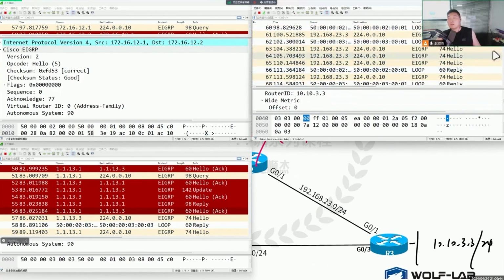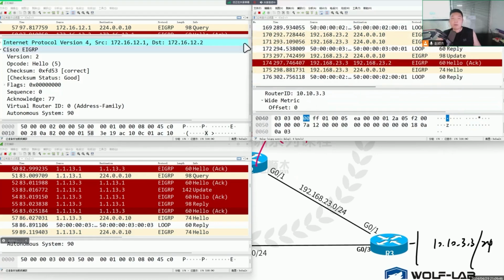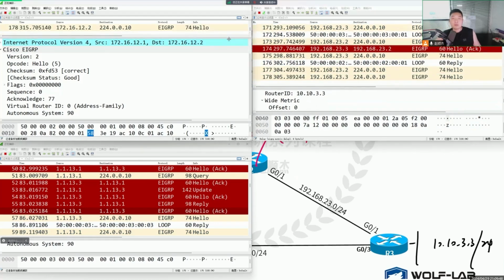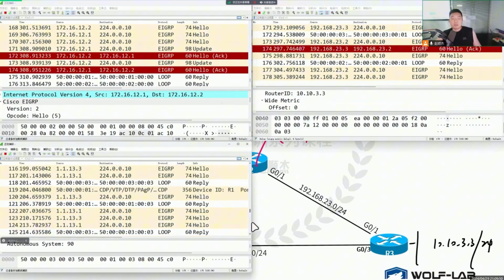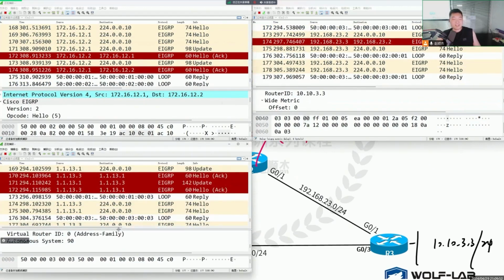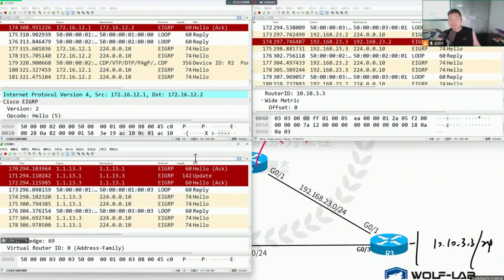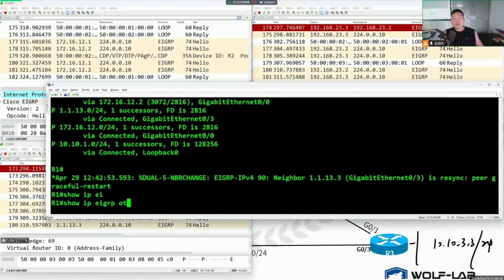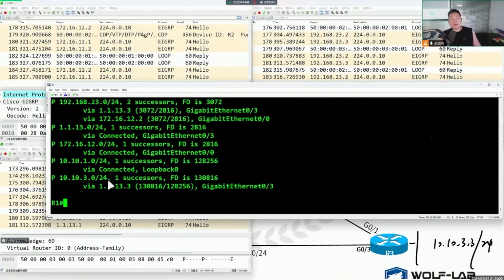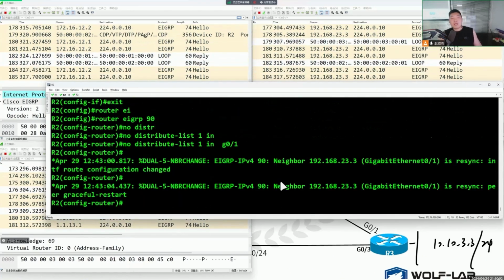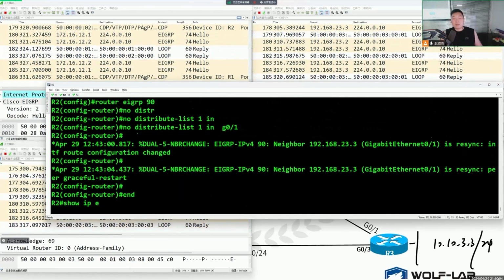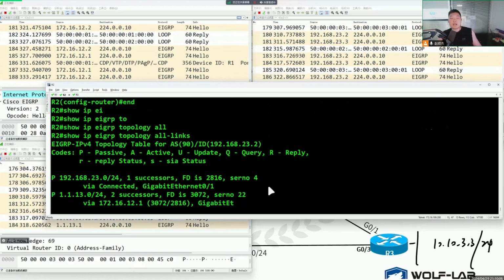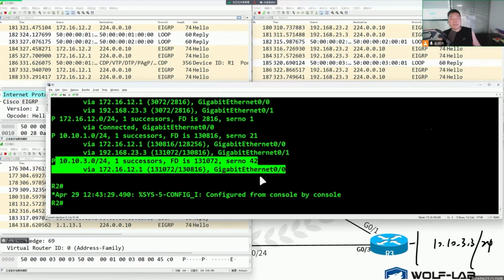Soon, through the update data, now all routers have it. R1 has this EIGRP database, and all next hops point to R3. Then R2 has this EIGRP database entry, and the next hop points to R1. There is only this one. Then we do this on R3: distribute-list 1 out, G0/3.